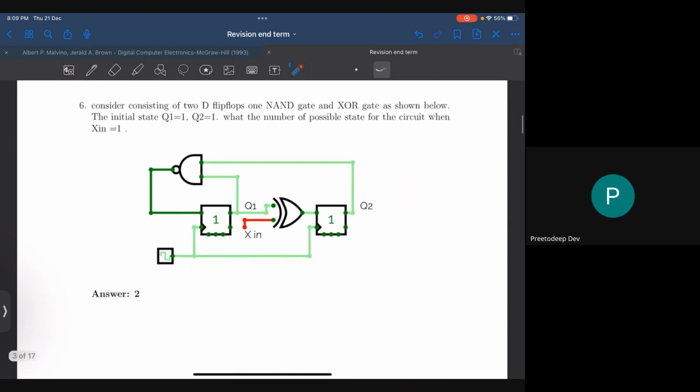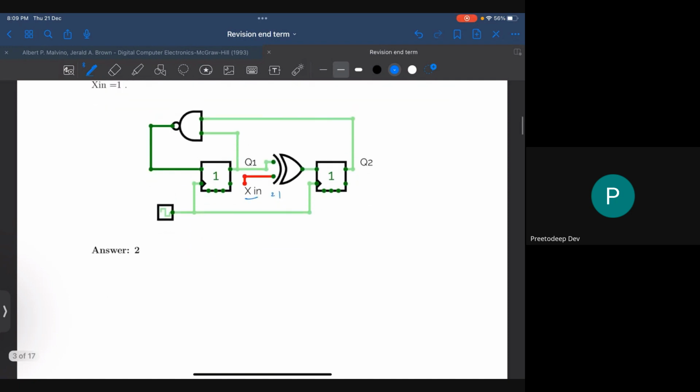Okay, now let's solve this question. Consider a circuit consisting of two D flip-flops, one NAND gate and one XOR gate as shown below. The initial states are Q1 equal to 1, Q2 equal to 1. What is the number of possible states for the circuit when X in equals 1? So we have to find the number of possible states, right?